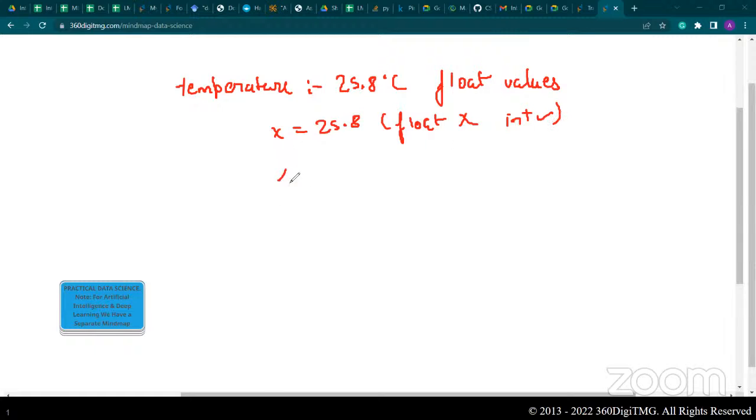So if we change it, this becomes 25. All right. And then it becomes an int. And then we want to rechange it to float. If we do that, this becomes 25.0. It is again a float value, but it has lost the previous value that was stored. So this is one thing that we have to keep in mind when we are doing pre-processing.